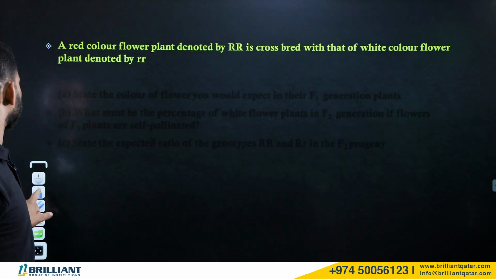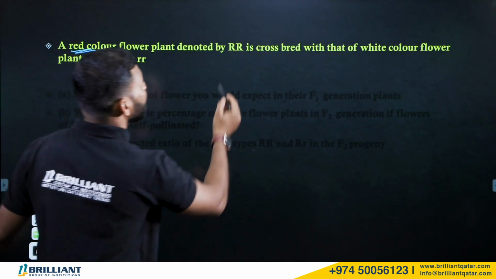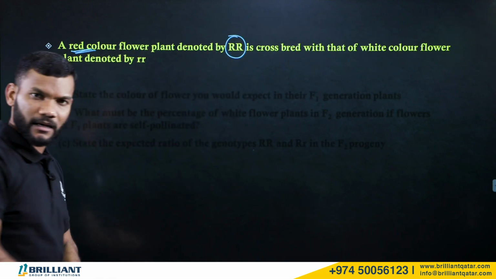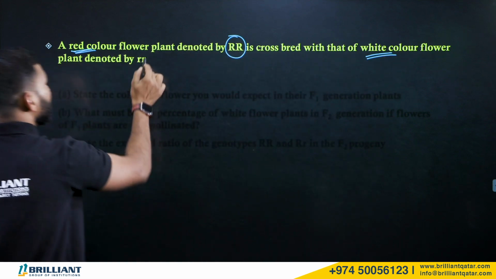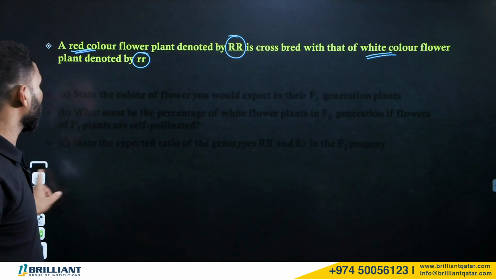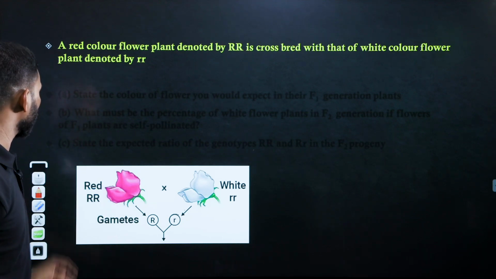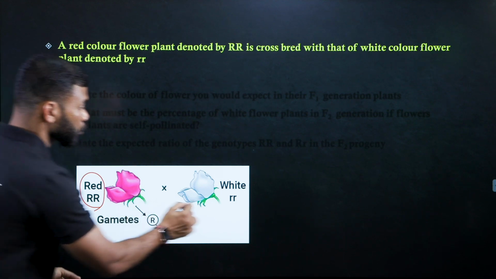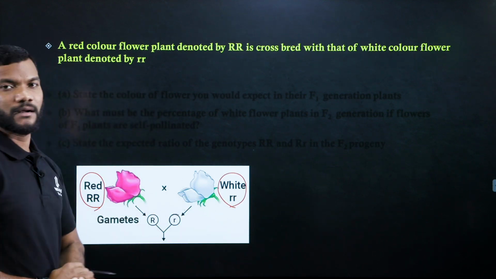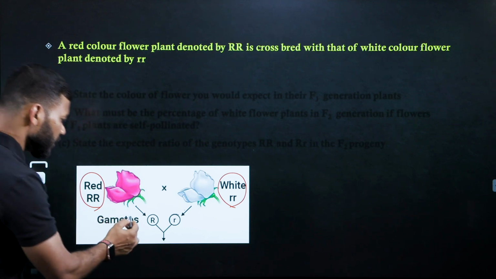Yes, the next question is that a red flower plant, denoted capital R, is crossed with a white flower plant, which is denoted by small r. So what we are going to do here is cross a red flower plant with a white colored flower plant.